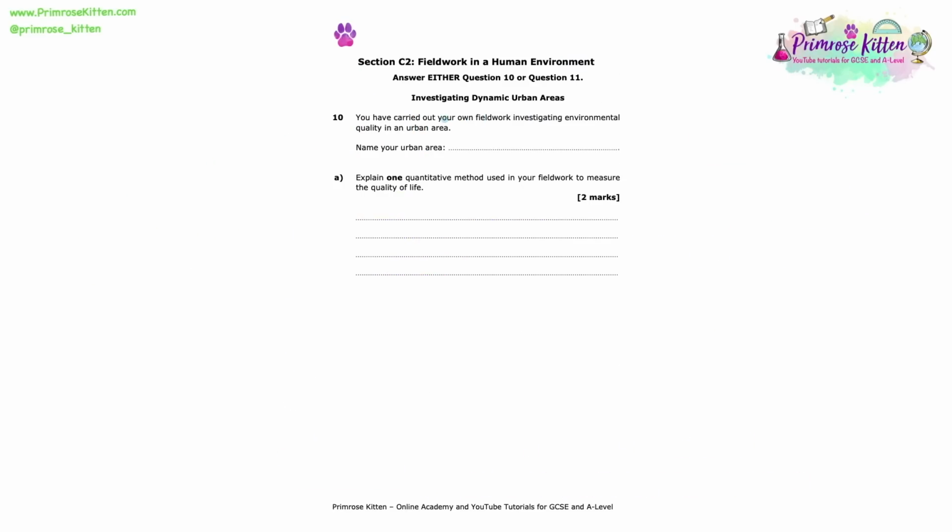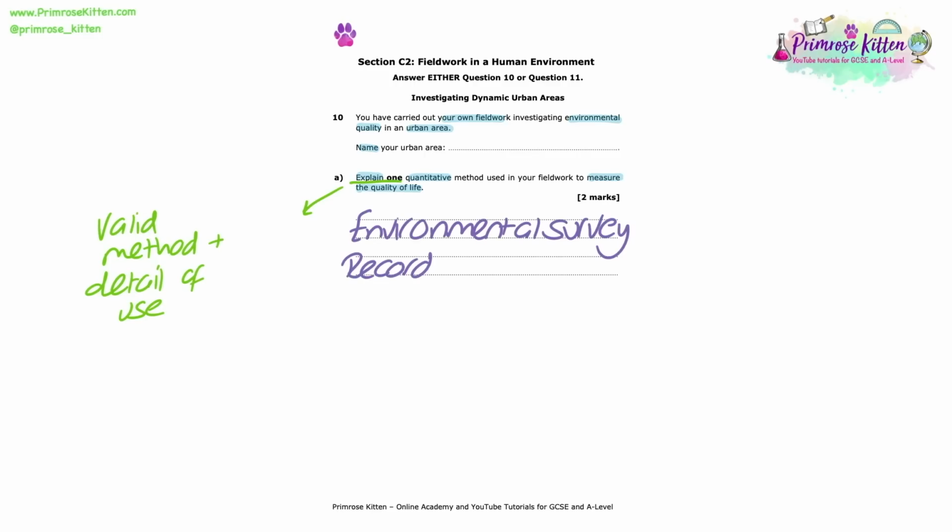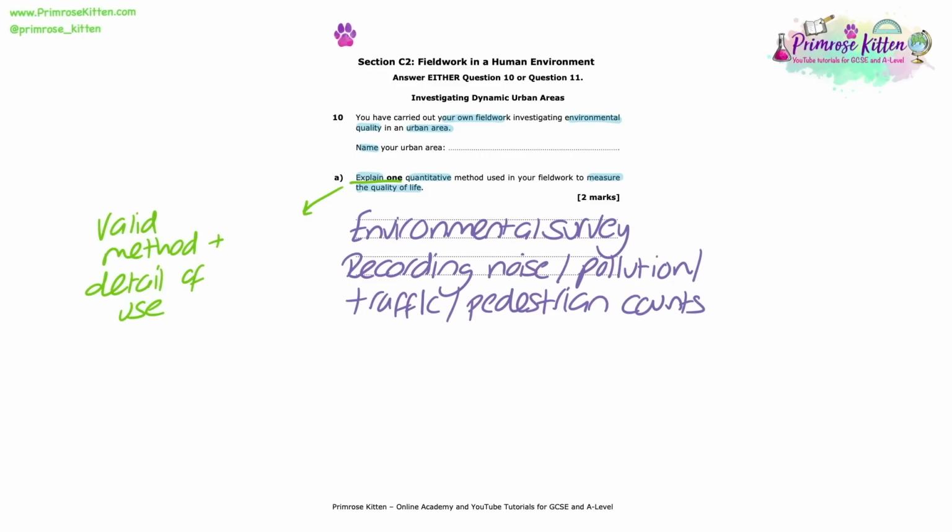Question 10. You have carried out your own fieldwork investigating environmental quality in an urban area. You first of all need to name your urban area. Part A. Explain one quantitative method used in your fieldwork to measure the quality of life for 2 marks. This question requires you to first of all identify a valid quantitative method and then provide some detail about its use. Possible responses might include an environmental survey or recording noise, pollution, traffic, pedestrian counts.